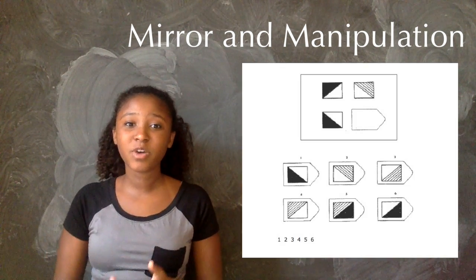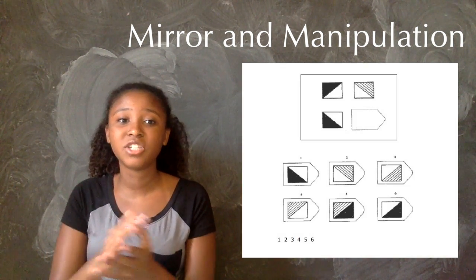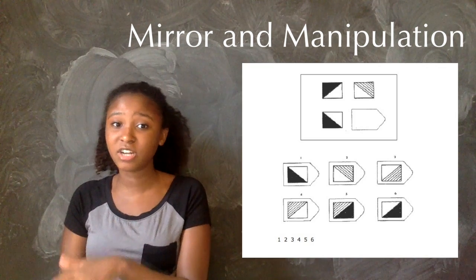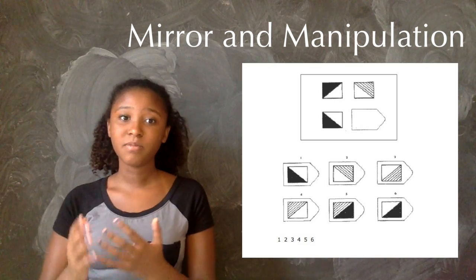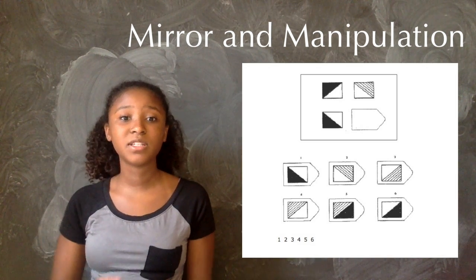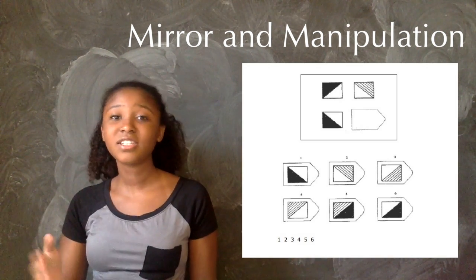In this question, the square is mirrored and the shading pattern is changed from solid black to black and white stripes. Numbers 1, 5, and 6 are all obviously wrong. Number 4 and number 2 cannot work because they were not mirrored correctly. The answer is number 3.